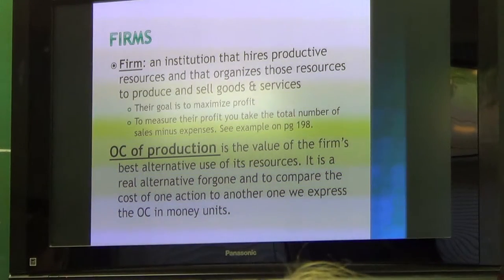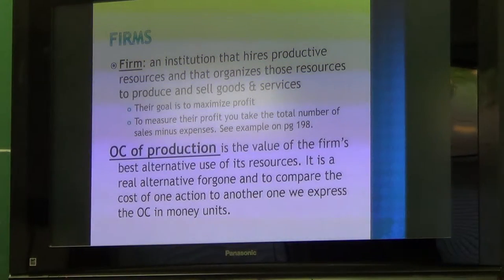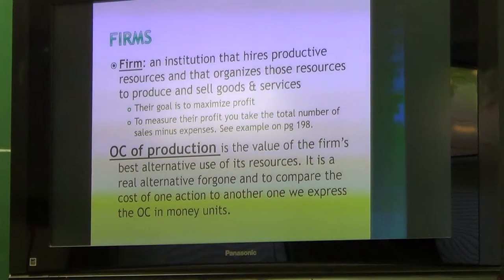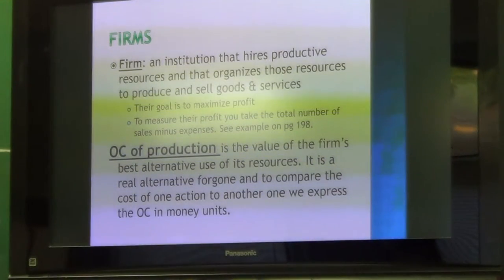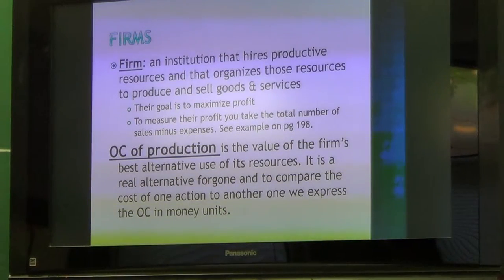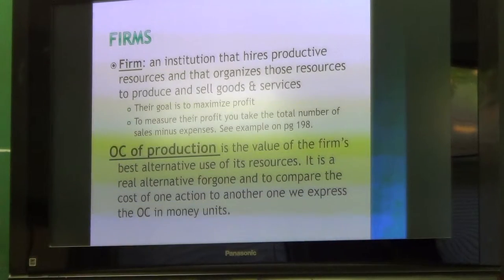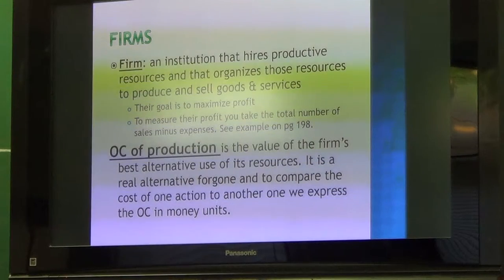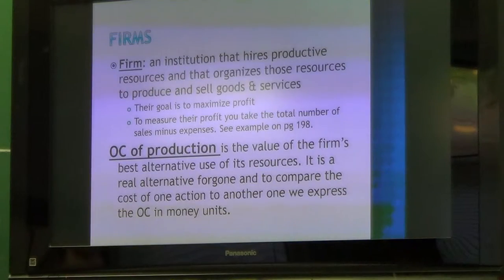fall in value of the firm's building and knitting machines during the year. So, have you all at least heard the term depreciation? No. Okay. So depreciation, you use it a lot in accounting. So let's go ahead and write it. Okay, so for depreciation, it's an item loses value over time.